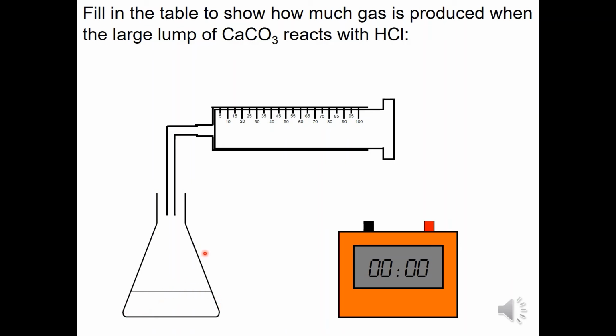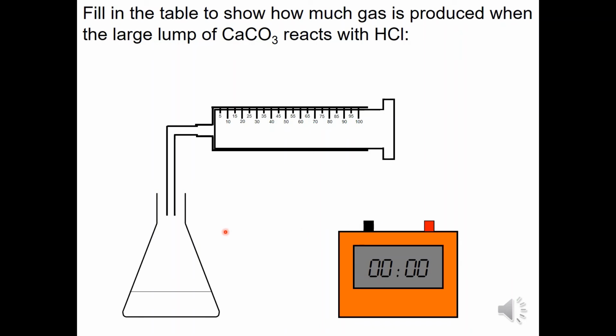And what we need to do with this, if we were doing this practical, is you have to make sure that you put in your solid reactant, in this case the calcium carbonate, at the same time as putting the bung with the delivery tube on the top of the conical flask and also pressing start on the stop clock. So you kind of need 3 pairs of hands to do this.